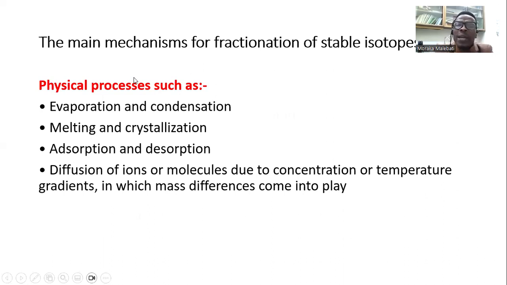So the mechanisms, the physical processes that make the fractionation of stable isotopes possible, include evaporation and condensation. This one I've already explained. We already talked about the fact that the lighter isotopes always move faster and react more readily than the heavy isotopes. So these processes, whether melting, crystallization, diffusion, adsorption or desorption, always favor lighter isotopes. Why? Because they require less energy to move into a different phase. I hope it makes sense.